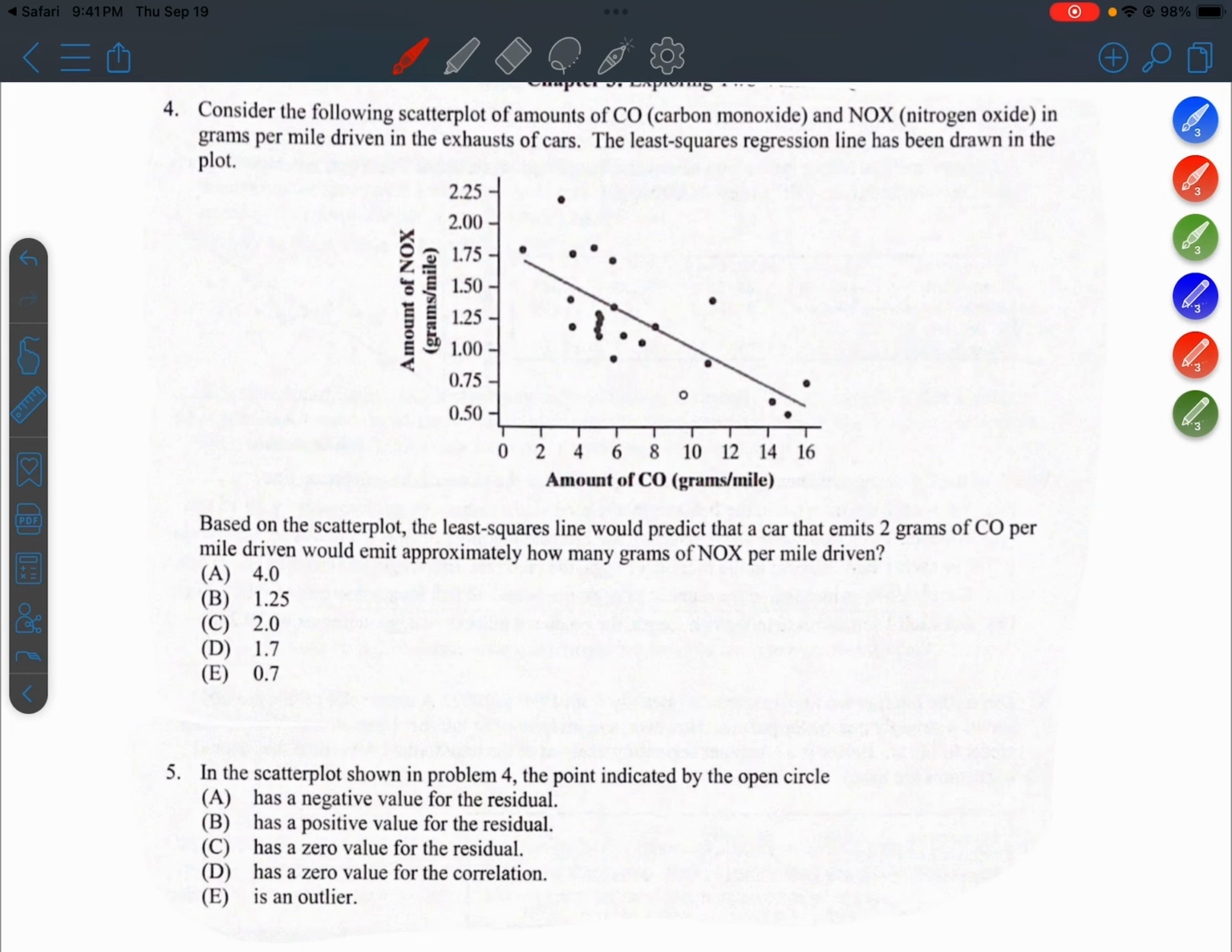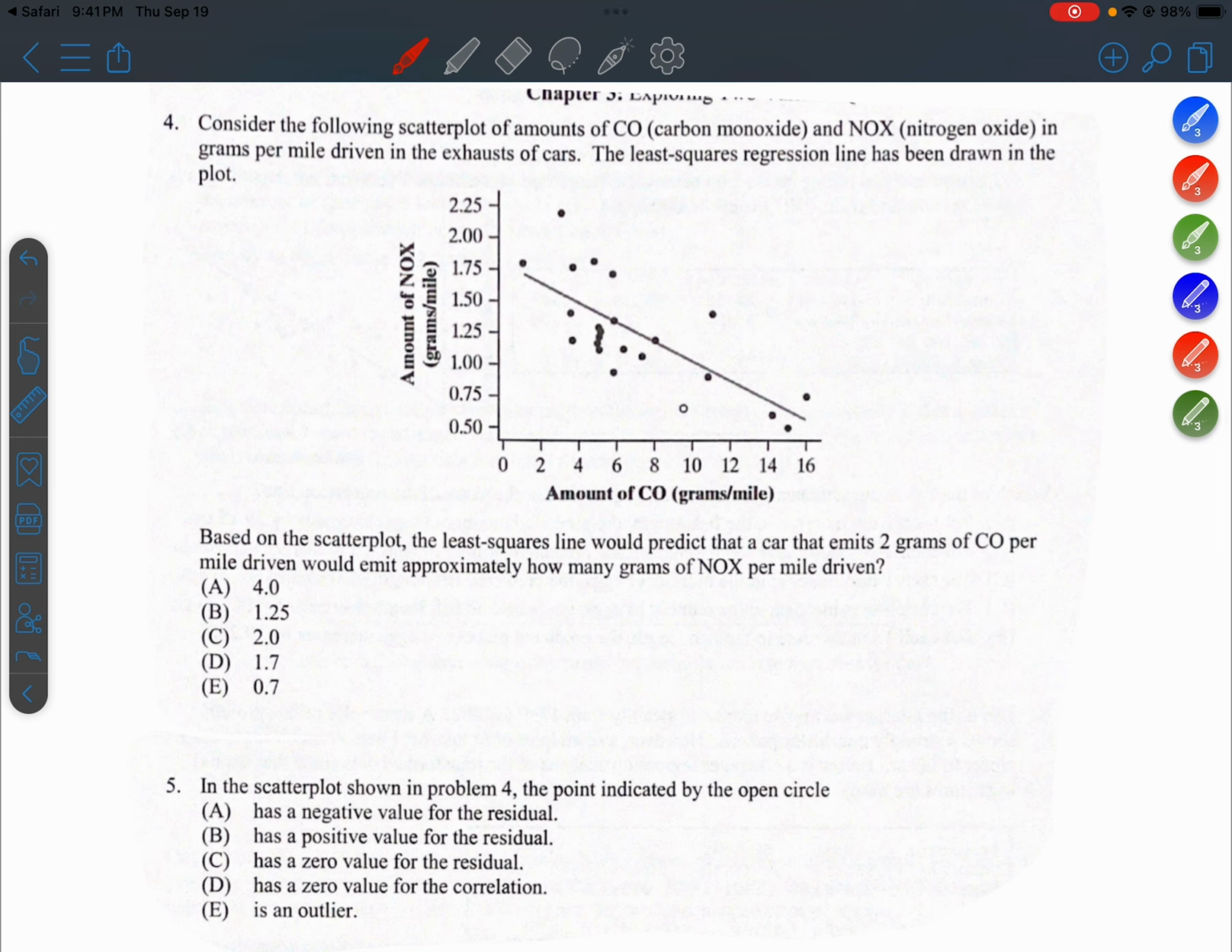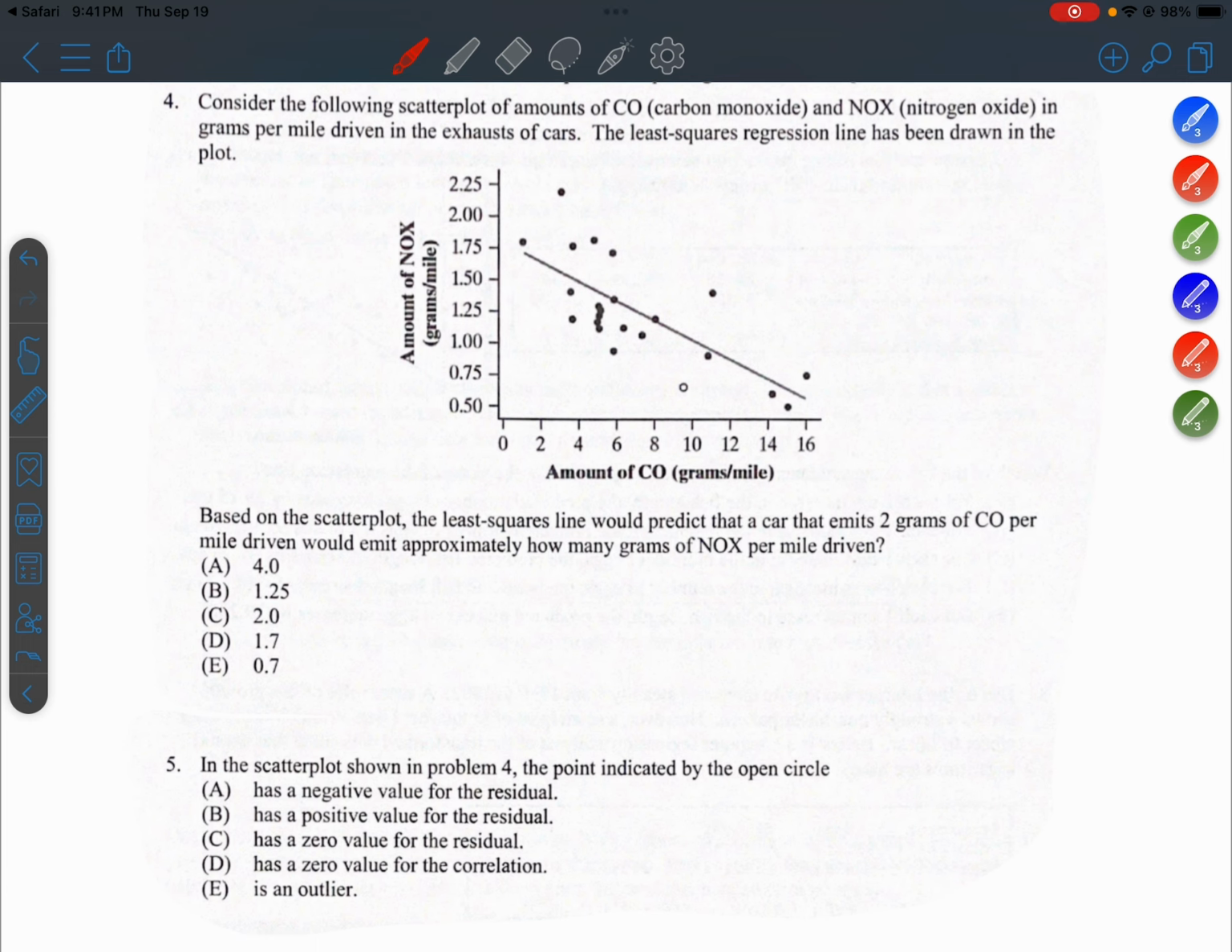All right, we're going to look at questions 4 and 5 since they're based on the same scatter plot. Consider the following scatter plot of amounts of carbon monoxide and nitrogen oxide in grams per mile driven in the exhaust of cars. The least squares regression line has been drawn in the plot. Based on the scatter plot, the least squares line would predict that a car that emits 2 grams of carbon monoxide per mile driven would emit approximately how many grams of nitrogen oxide?